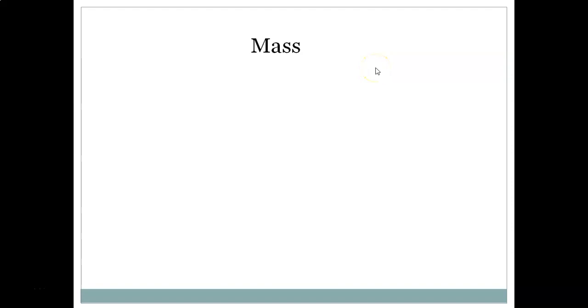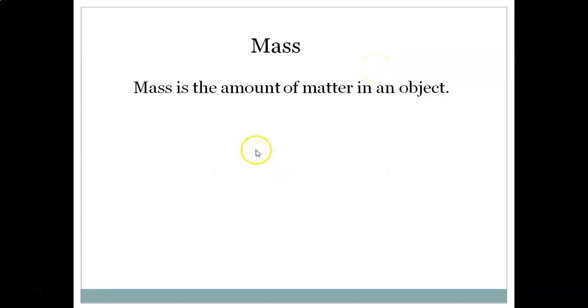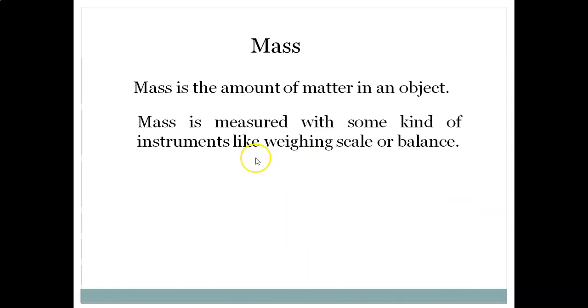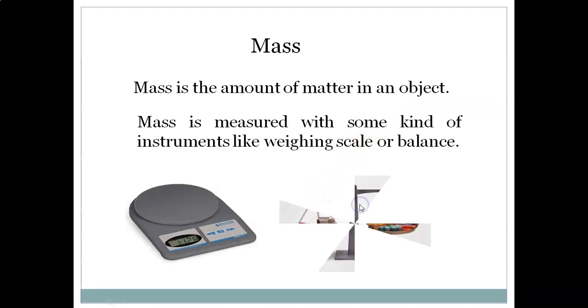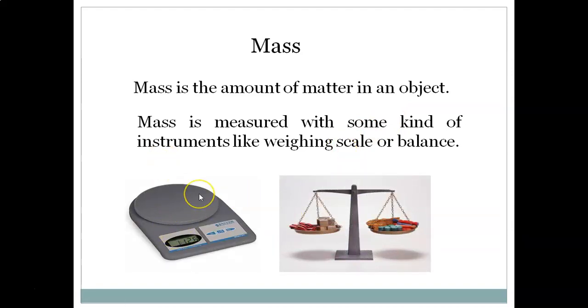Mass. What is mass? Mass is the amount of matter in an object. Mass is measured with instruments like a weighing scale or a balance. As you can see here, the weighing scale, and here's the balance.